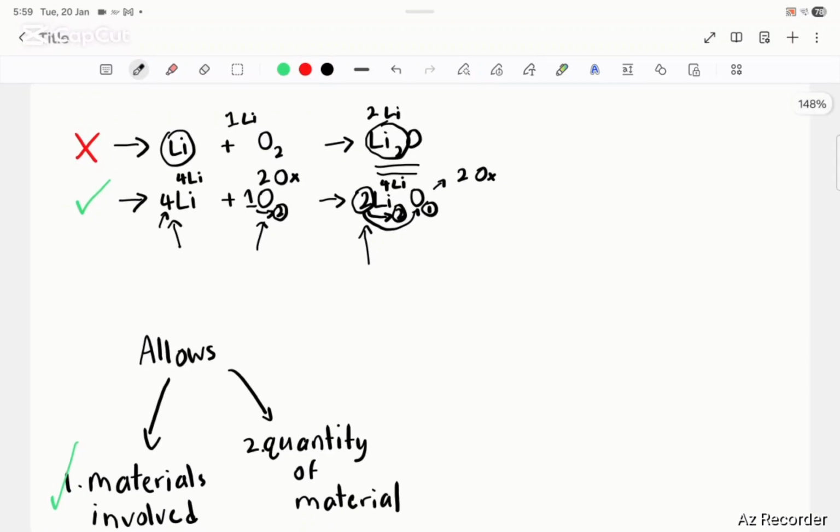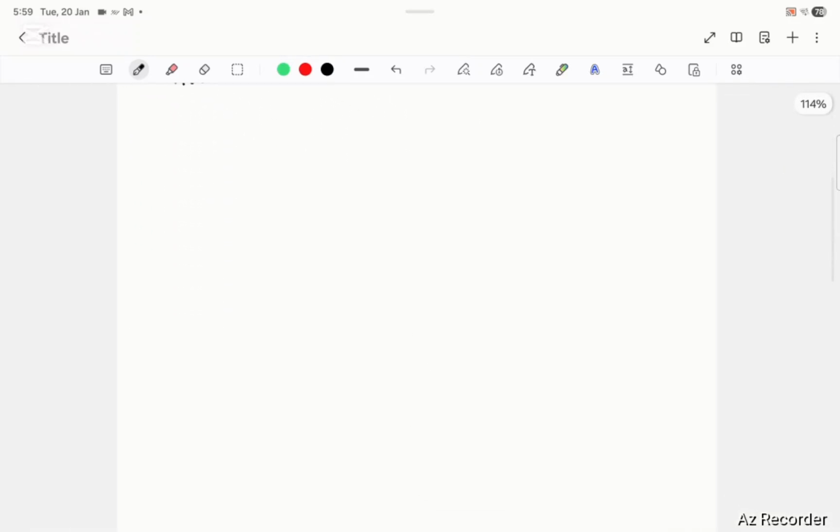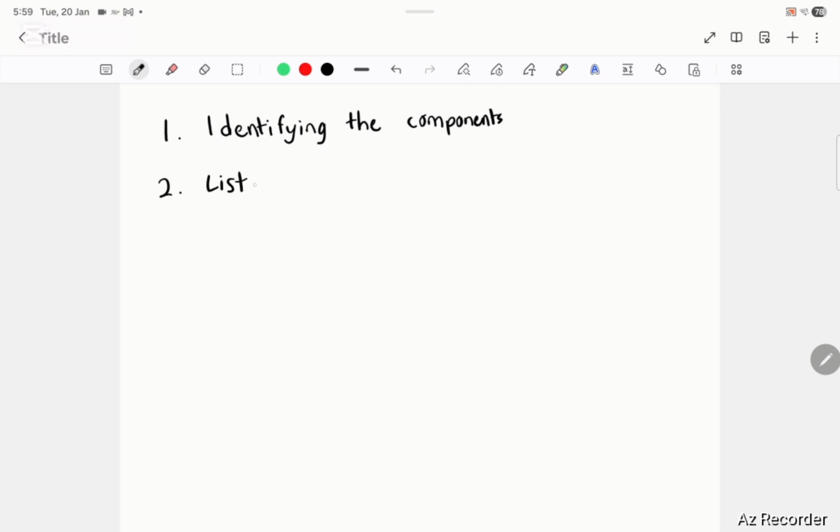So when we're balancing a chemical equation, generally there are 4 steps that you must follow. The first step is identifying each and every component of the chemical equation. The second step is listing down every element that is involved in that chemical equation.